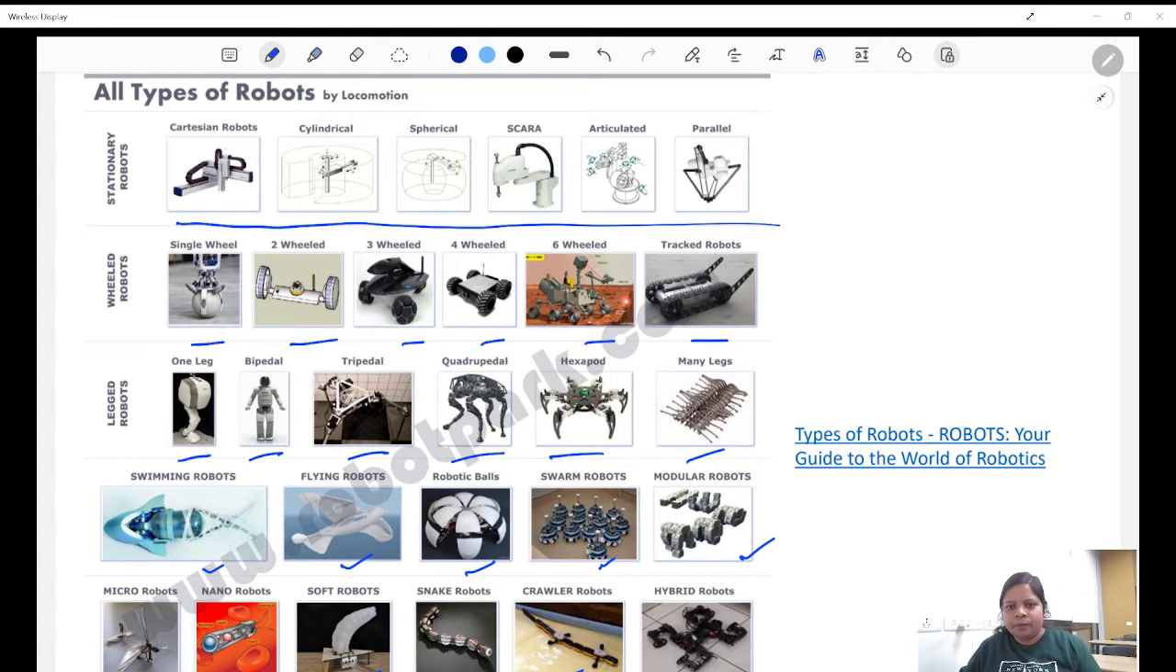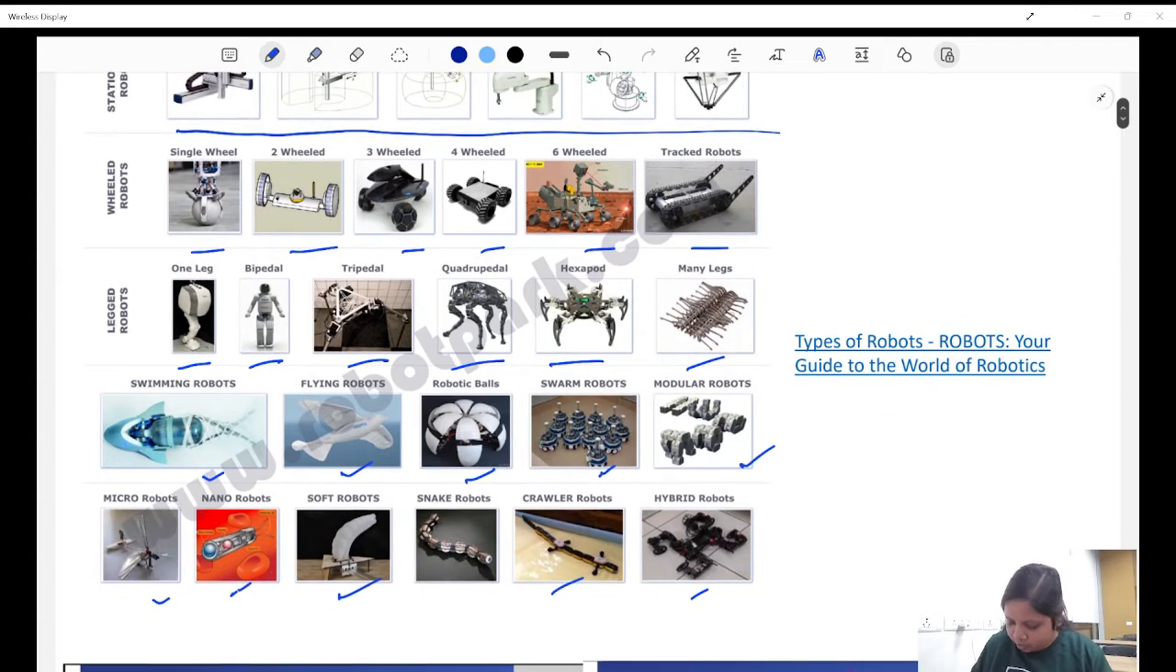For example, for aerial operations, you have drones. Then for disaster management, what all robots are used. Then what all humanoids are available. All of these are there at this link. It would be a good read if you want.